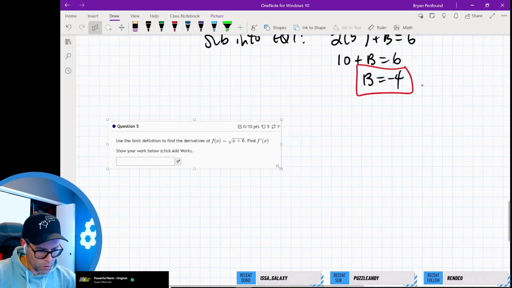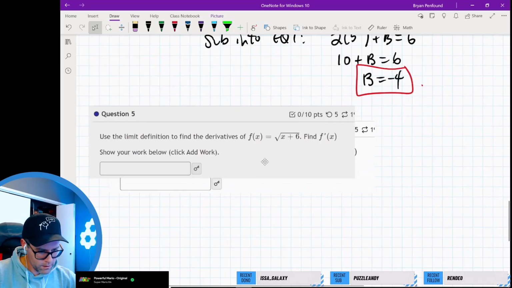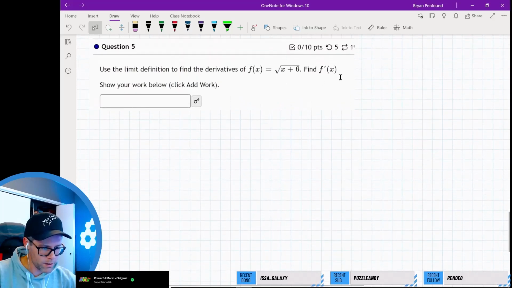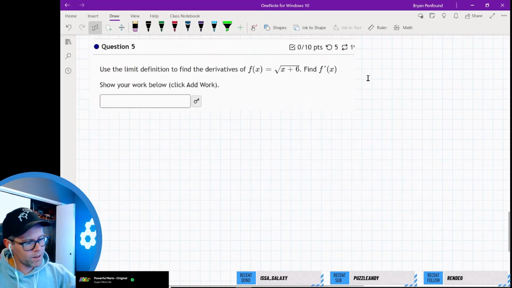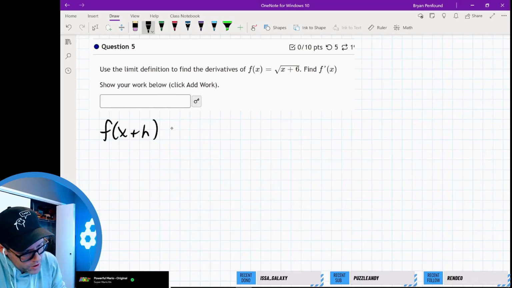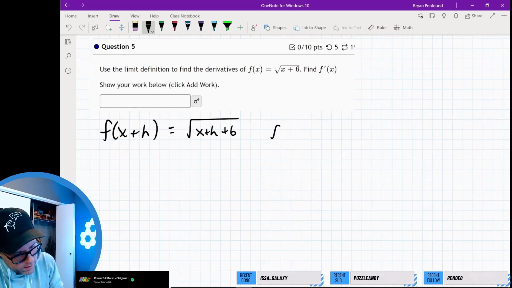Okay, let's do one more limit definition because I think it's important for me to show how to do something with a square root. Everything else was polynomials, so the square roots are a little bit weirder. So we still start the same way. We'll go f at x plus h. This is going to be x plus h plus 6 under the square root. And then the next step is to build the difference quotient.